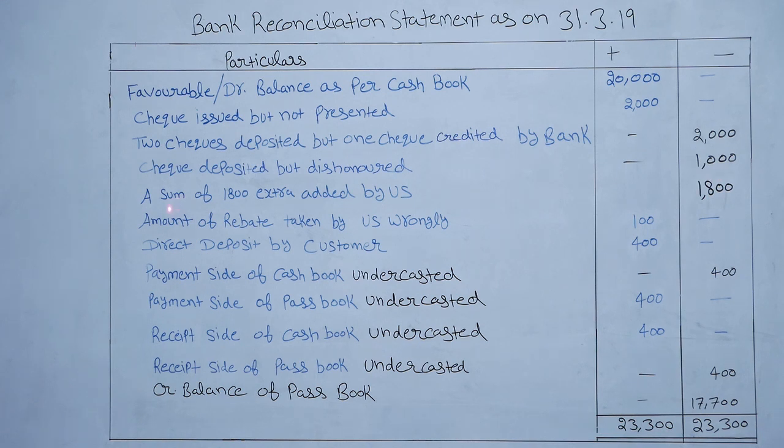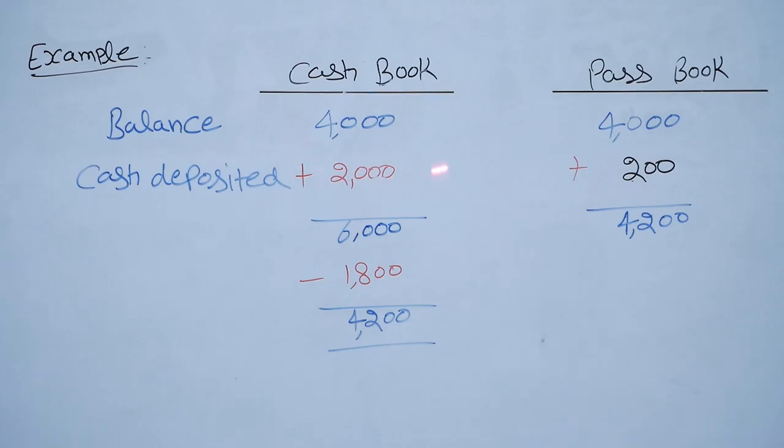Next item in the question is a sum of rupees 2,000 deposited in the bank but bank credited as 200 rupees in the passbook. Let's understand this through a small example. Cash book balance 4,000, passbook balance 4,000. A sum of rupees 2,000 deposited in the bank. We have also increased our cash book by 2,000 rupees, but instead of 2,000 rupees, bank credited only 200 rupees.